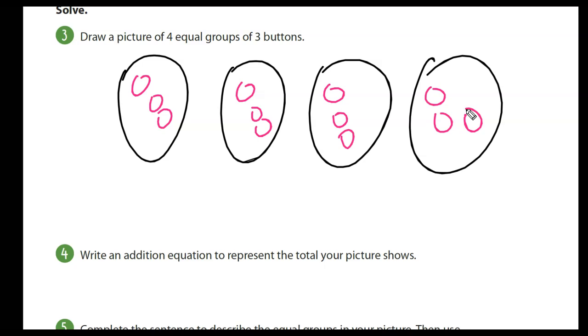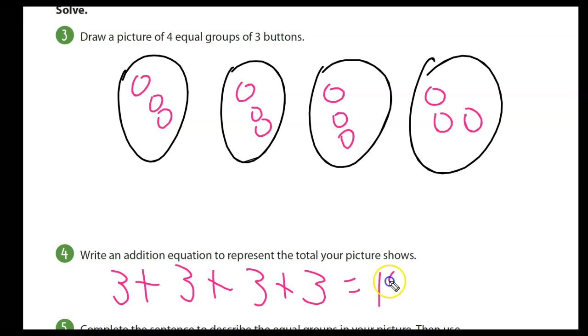Then it says write an addition equation to represent the total your picture shows. So how many in the first group? 3. And then it says addition, right? So I need a plus sign. How many in the second group? 3. How many in the third group? 3. How many in the fourth group? 3. So 3 plus 3 plus 3 plus 3 would be 12. Just count all the circles.